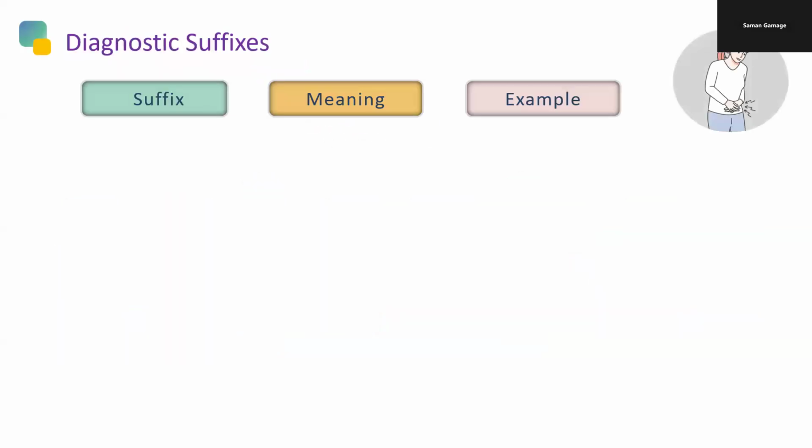So in the first column, you will find the suffix. In the second column, meaning. In the third column, the example. Cele means pouching. Gastrocele, pouching from stomach. So something bulging out from stomach. Gastrocele.